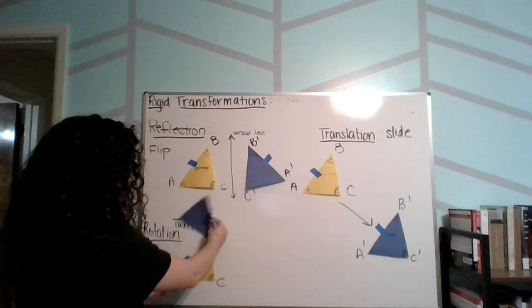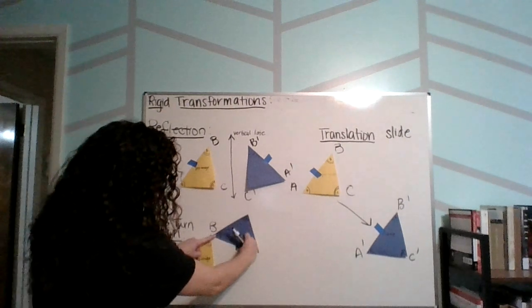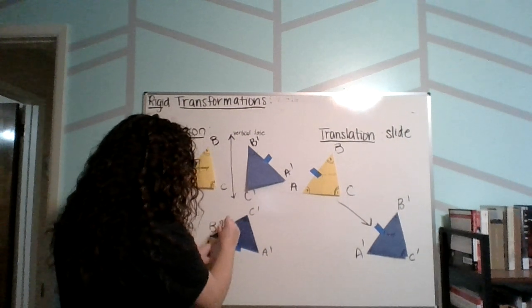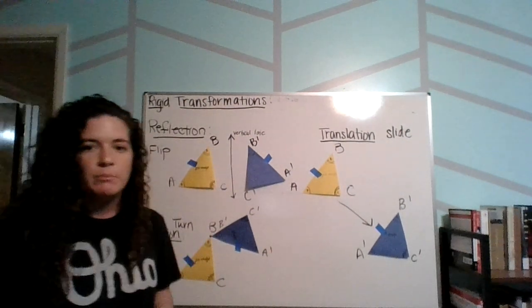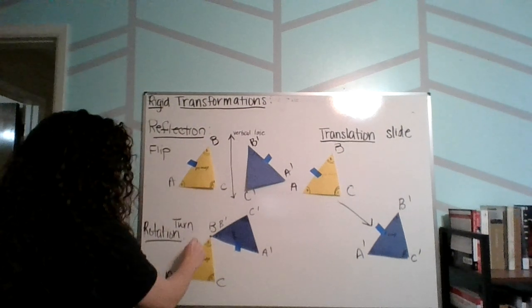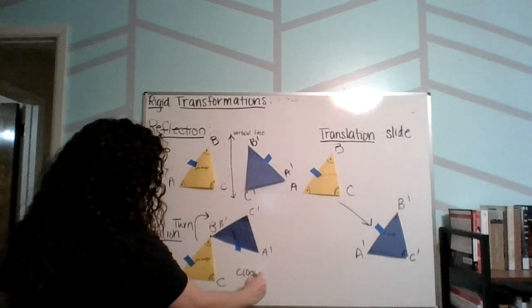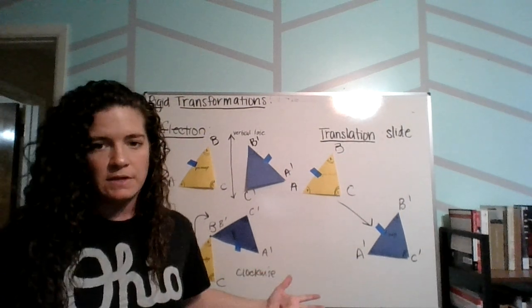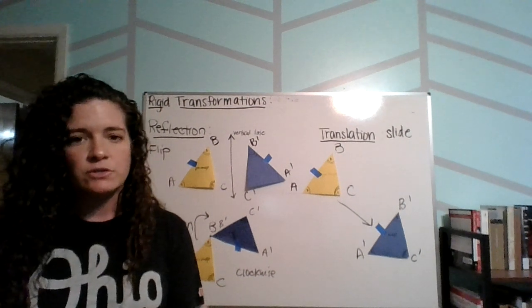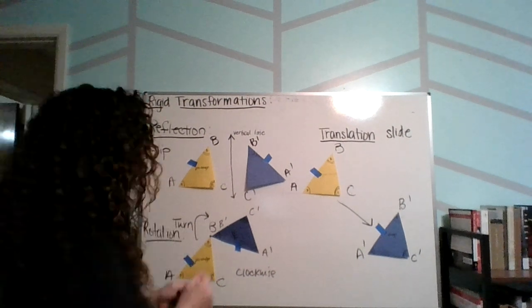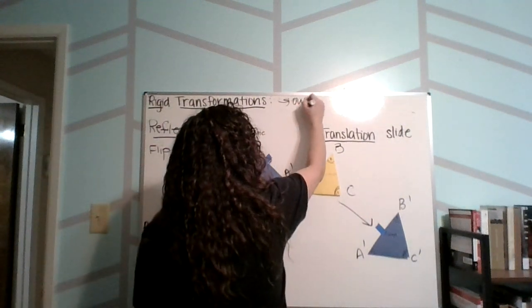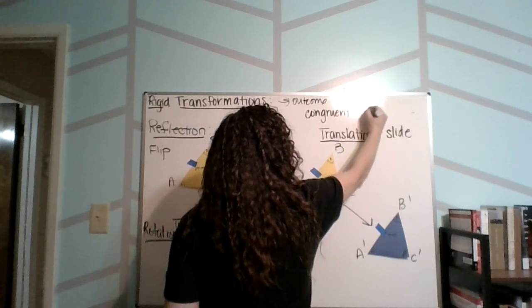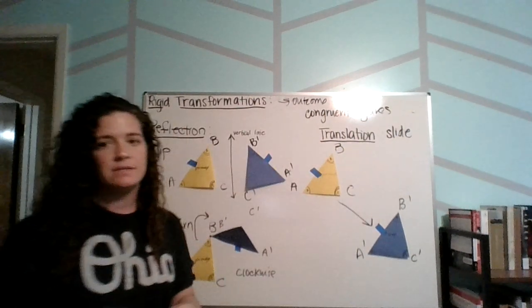Let's go clockwise. So as you can see here, we have our new triangle, and I'm going to write B prime for you as well, even though B stayed the same. But here we moved our triangle this way, which would be clockwise. So that's what a rotation looks like. So these are our 3 rigid transformations. Remember, rigid transformation means the outcome is congruent figures. So that means that your shape stays the exact same.